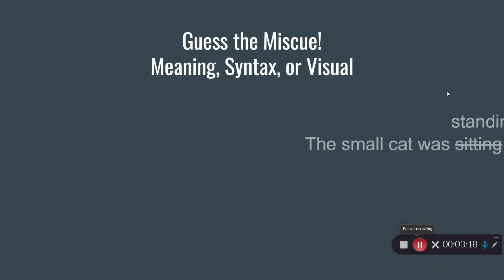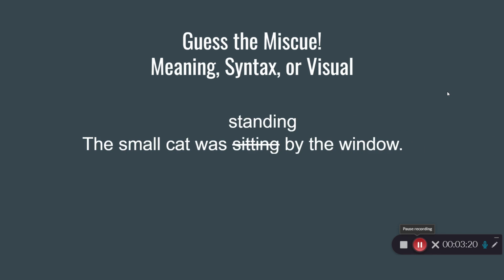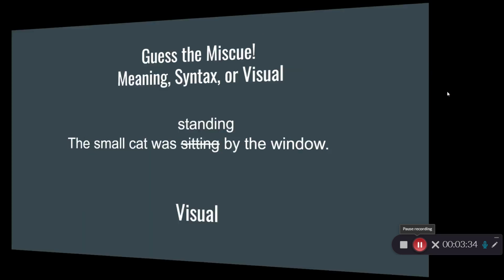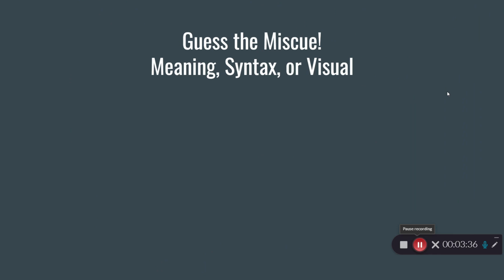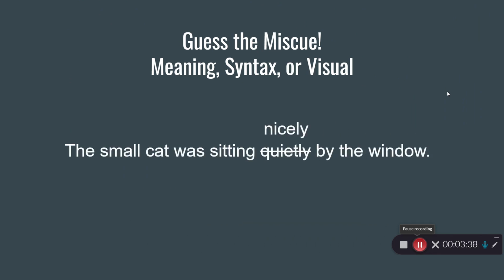Guess the miscue. The small cat was sitting by the window. The small cat was standing by the window. This is a visual miscue because the initial sound in the word is the same. Guess the miscue. The small cat was sitting nicely by the window. This is a syntax miscue because the reader was listening to the way it should sound in natural language.